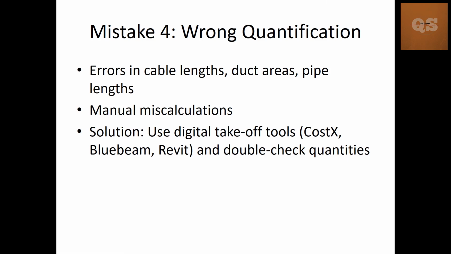There can be errors during your measurements, cable length, duct areas, pipe runs. With manual calculations, as human beings, we are prone to mistakes. A solution is to use digital takeoff tools like CostX, Bluebeam, Revit, PlanSwift, and double check the quantities ourselves. A peer review is also important, because sometimes we would have missed out some items, even countable items. Using these digital tools, it is easy for another person to go through and check if we have missed out any item.